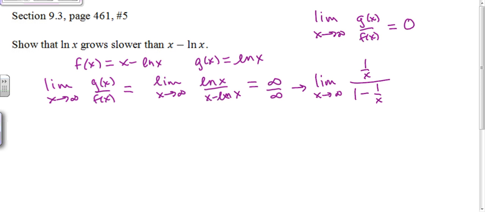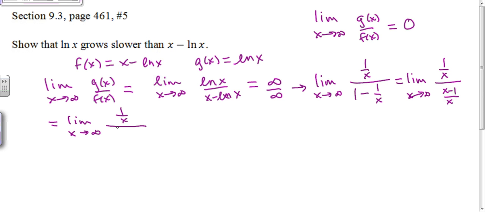Now, when I look at that, I know that I can do some kind of algebra with this. So I'm going to start by finding a common denominator in the denominator. So I'm going to have 1 over x divided by, and when I find a common denominator, I'm going to get x minus 1. Well, when I look at that, I can do some canceling. Let me just write that again. So I'm going to have the limit as x goes to infinity of 1 over x divided by 1 over x times x minus 1.